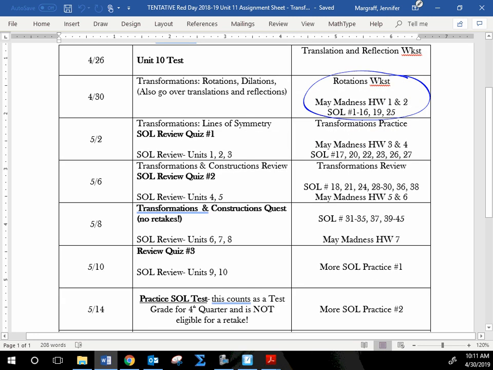Last night for homework you did some translations and reflections. For most of you this is probably familiar, that you did a little bit of it back in middle school. Does anyone remember what a dilation is? When you make it bigger. Good. Yep, it gets bigger and smaller.